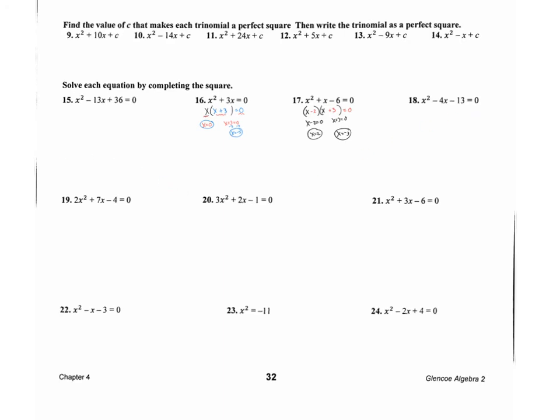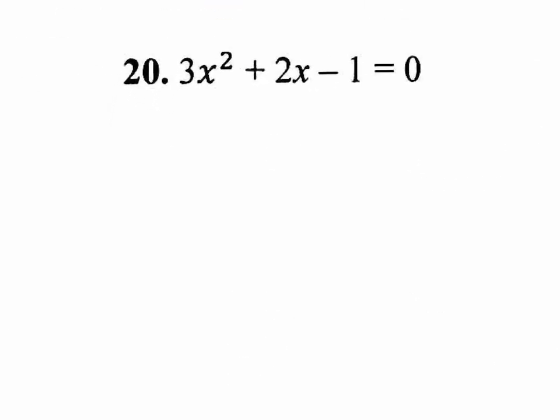So on number 20, which you have to do for your homework, are you going to complete the square on that one? No. Why not? Because you'd have to divide by 3. You get 2/3. You got a nasty fraction, right? So what method would you use?